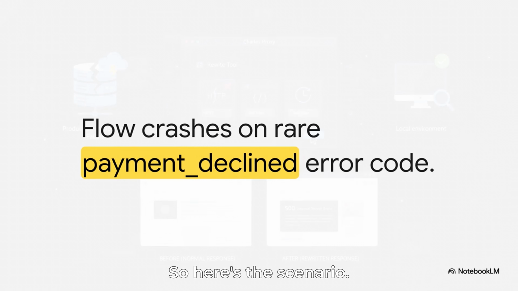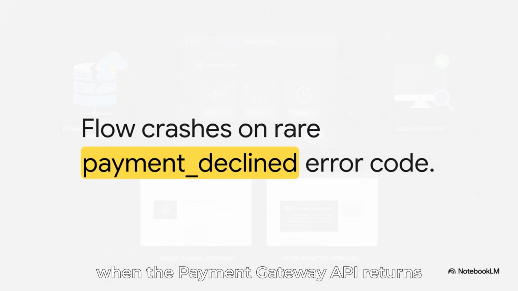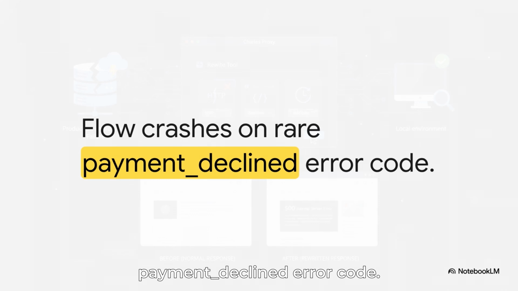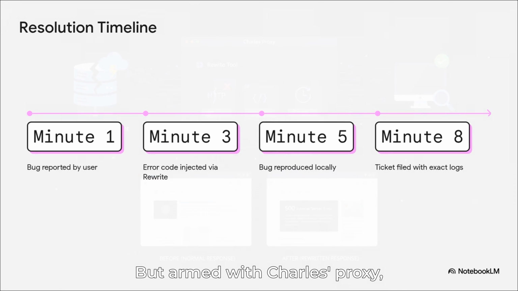So here's the scenario. A user reports that their checkout process just freezes entirely, but it only happens occasionally. After digging into your server logs, you realize the flow breaks completely only when the Payment Gateway API returns a very rare payment_declined error code. The problem? QA cannot easily trigger this code natively because test credit cards usually just return success, so you're stuck. But armed with Charles Proxy, look at how fast the timeline shifts here.